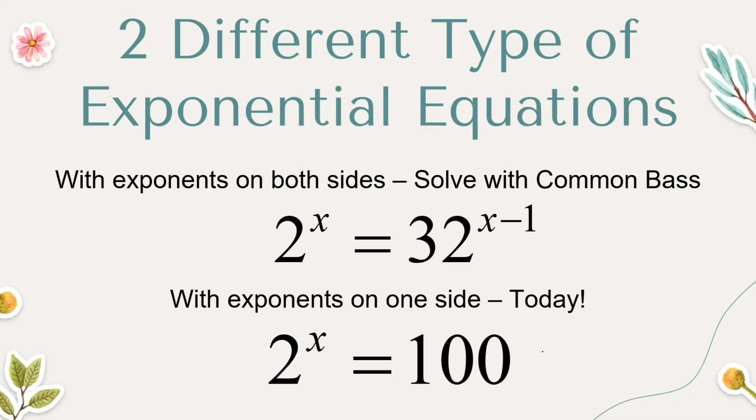Now, why logarithms, Marsh? Why do I care? Well, keep in mind, there are two different types of exponential equations. One's where you can solve with common bases. That's what we did last time we solved exponential equations. But what do you do if you have exponents on one side and you can't make a common base? Okay, that is the problem that we have here. For example, 100, I can't make 2 to a power to be 100. Exactly. So what I need to be able to do is use a different form of solving.